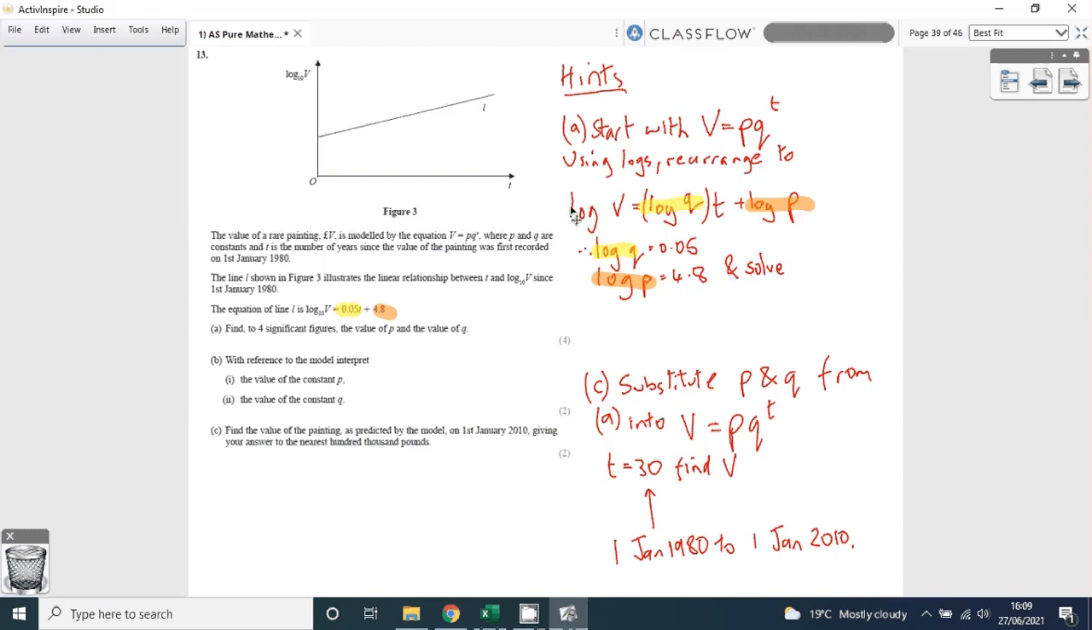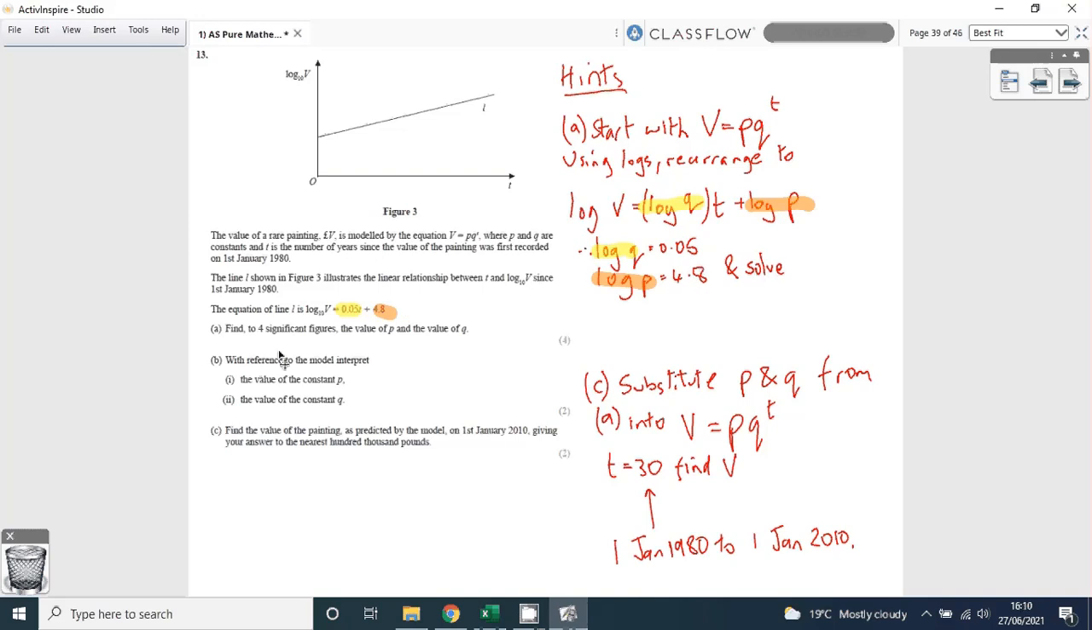So you can see our y, there's our y, which is our log v, our y-axis. There is our t, which is our x-axis. So as y equals mx plus c, log q is our gradient, and the question tells us that the gradient is 0.05. So log q equals 0.05. So from that, use your log understanding to work out what q is. And then back to this, y equals mx plus c. Our log p is our c, which is 4.8 from the question. So log p equals 4.8, so go and solve for that.